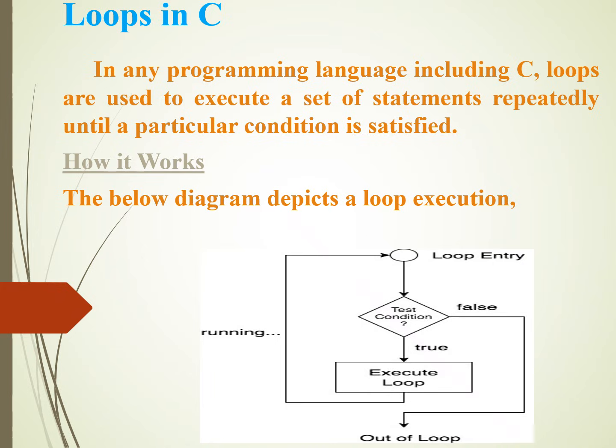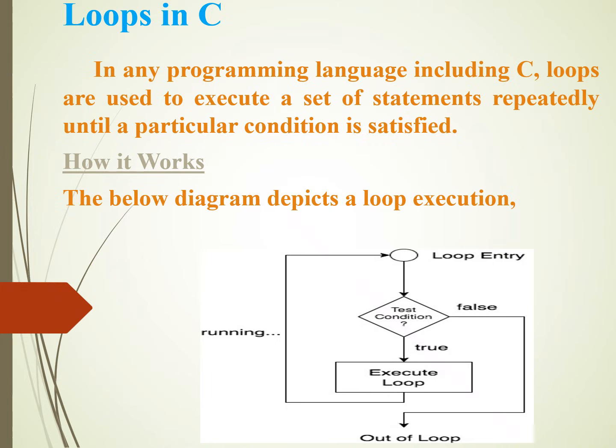In C programming, a loop is used to execute a block of statements repeatedly until a specific condition is satisfied. Instead of writing the same code multiple times, we simply place it inside a loop and the computer repeats it automatically.